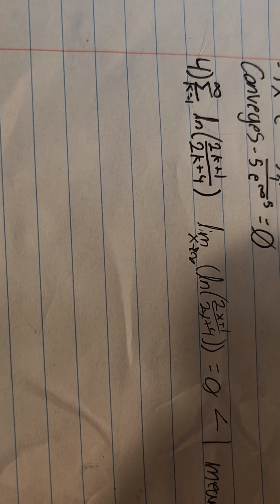Lastly, I used the limit comparison test, I think it's called, for number 4 for the infinite series of k equals 1 natural log of 2k plus 1 over 2k plus 4. When you plug in the limit, you get 0, which is less than 1. Or actually, this one might be wrong. I think the natural log of this is actually negative 1 point something, but that's still less than 1, showing that it converges.